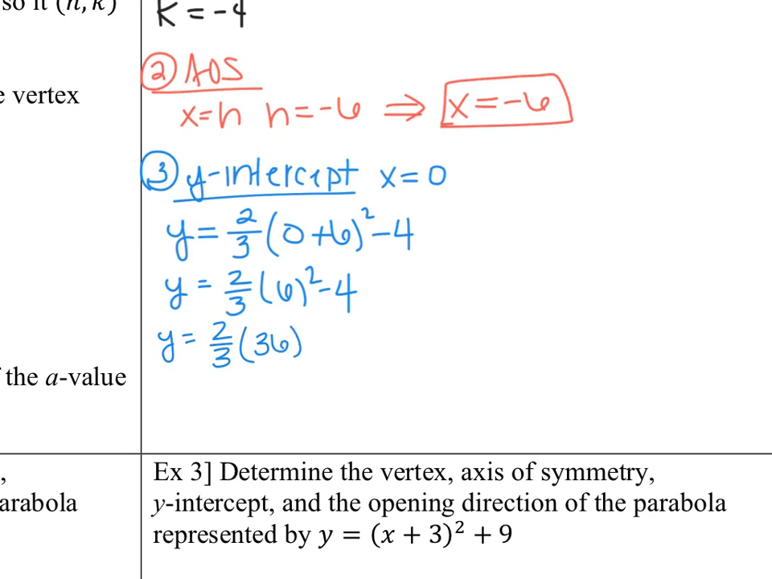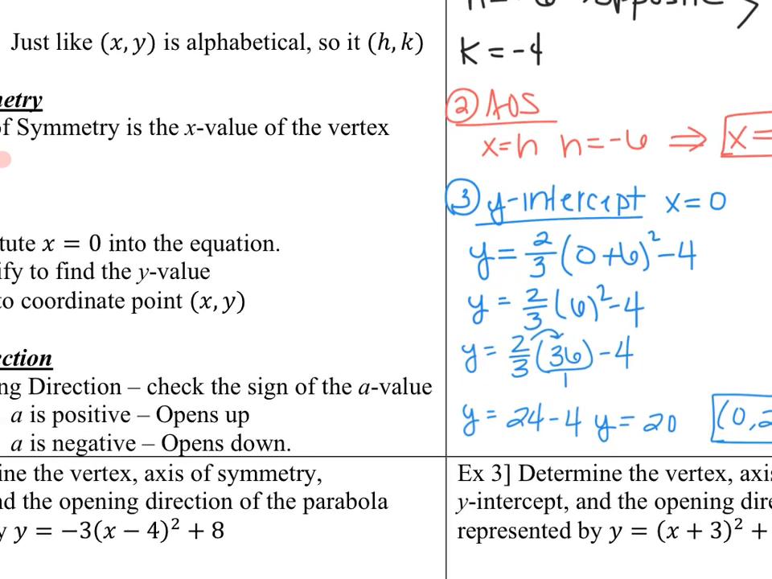is 36, minus 4. So now I have to do 2/3 times 36. Remember, this is over 1. When you multiply fractions, I can do either the multiply first or the division part first. So I'm going to do the divide first. 36 divided by 3 is equal to 12. And then 12 times 2 makes 24. So y is equal to 24 minus 4. So y is equal to 20. So your y-intercept then is 0, 20.